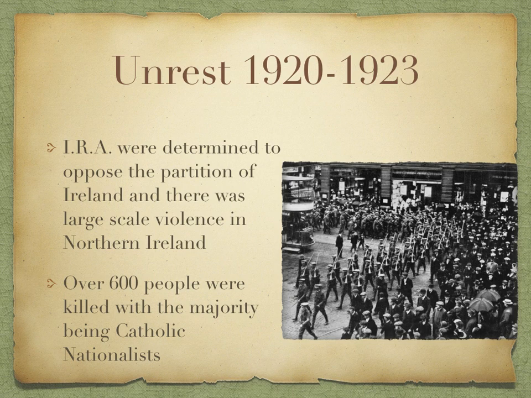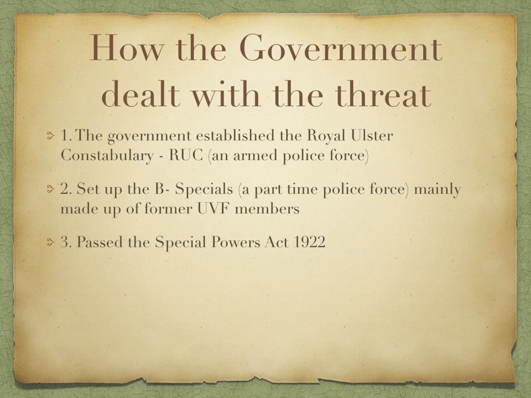Over 600 people were killed, with the majority of them being Catholic nationalists. So how did the government deal with this violence, this threat to its existence? In 1922, the government established the Royal Ulster Constabulary, or the RUC.